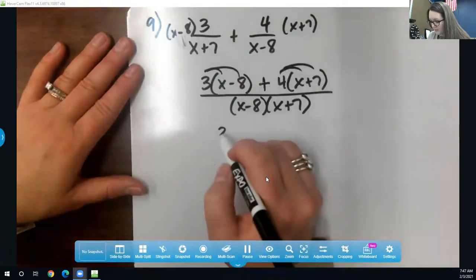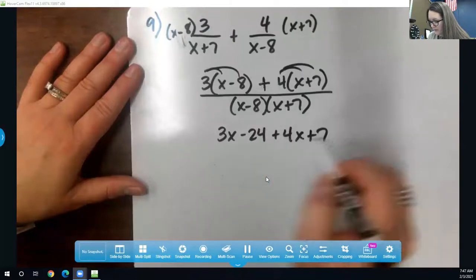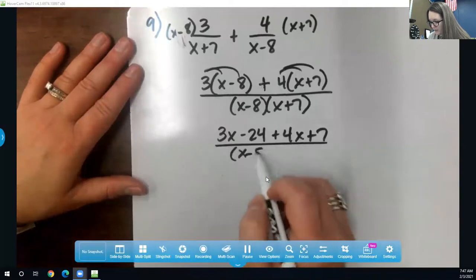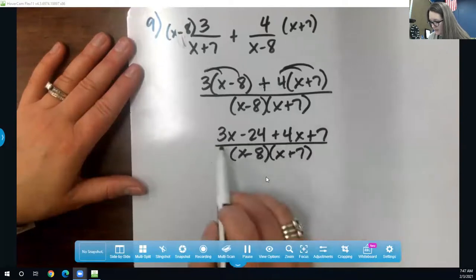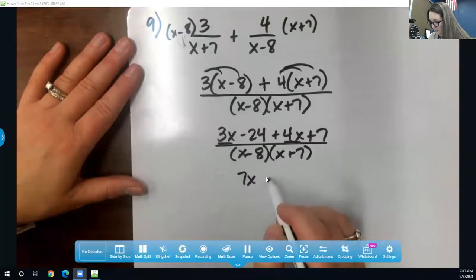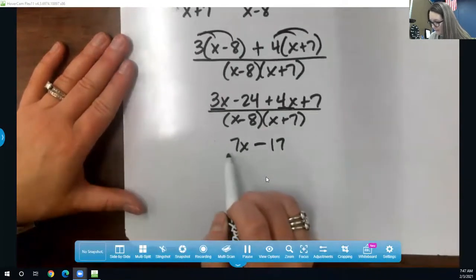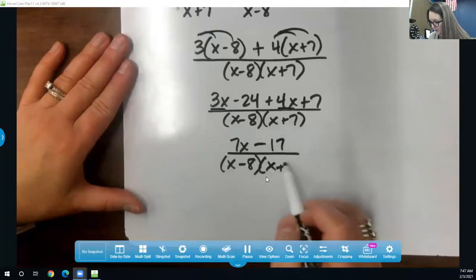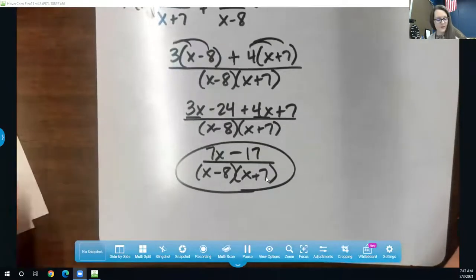Maybe we'll get some good answers here, like we can factor and simplify, right? Okay, so we have 3x. Once we distribute, 3x minus 24 plus 4x plus 7, let's combine our like terms. That's a 7x, negative 24 plus 7, negative 17. Yep, I'm not thinking that we're going to get any fun here. So it's just going to look just like this, right? And that's our answer. Can't factor anything out. All right, let's move on to 10.